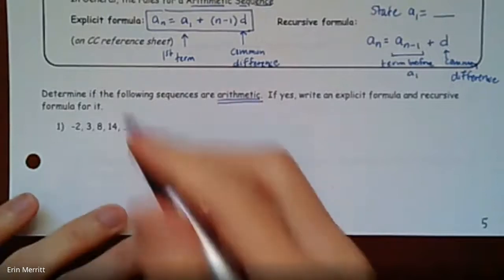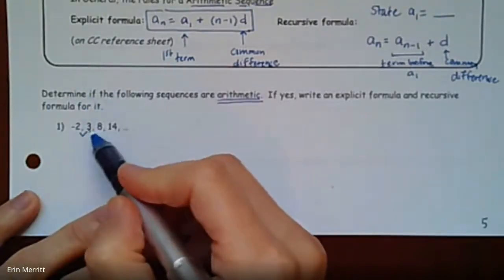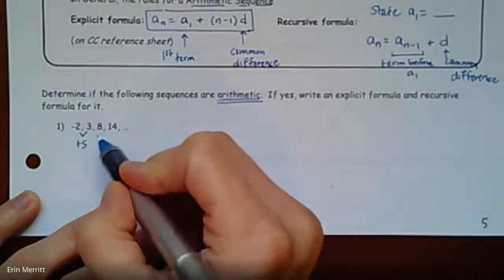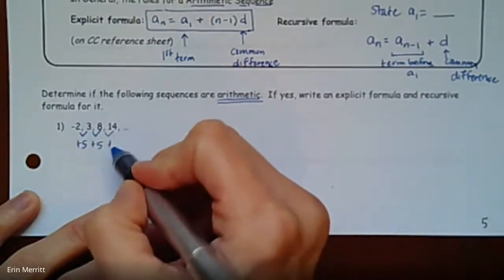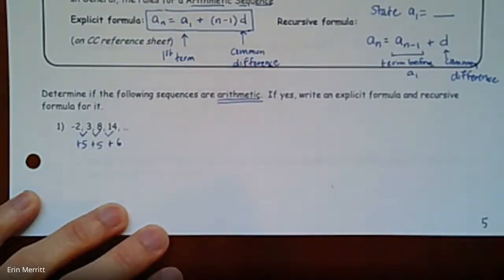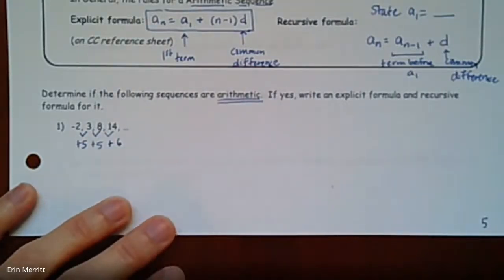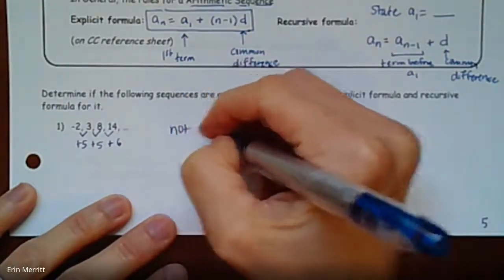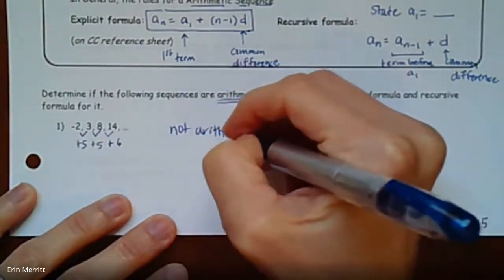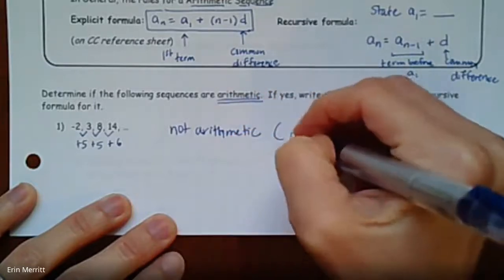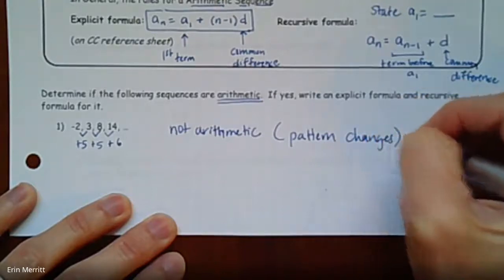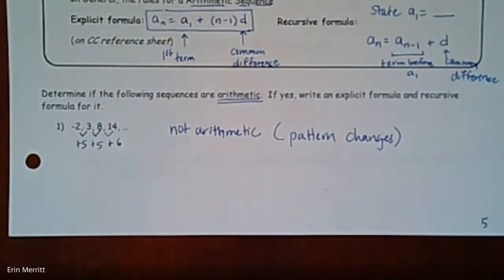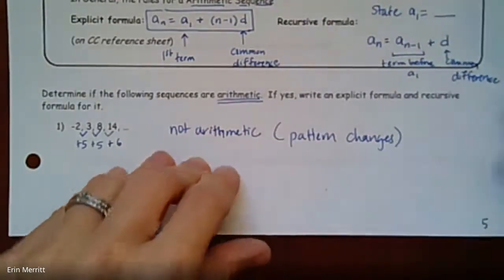So when you're looking at it, you can literally just put beneath it, like, all right, -2, that would be +5 to get to 3. 3 to 8 would be +5. 8 to 14, though, that would be +6. If the pattern suddenly changes, no, then it's not arithmetic. So for arithmetic, it has to be consistent the entire way through. So that means we don't even have to do the second part. Done. Moving on to the next one.